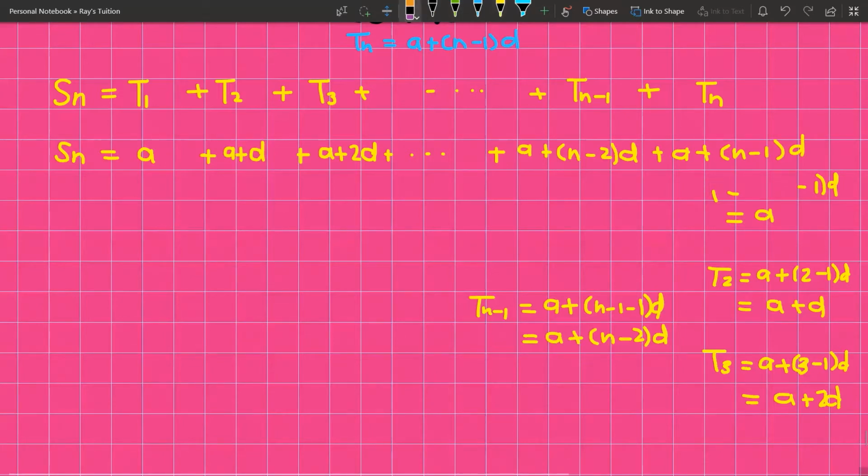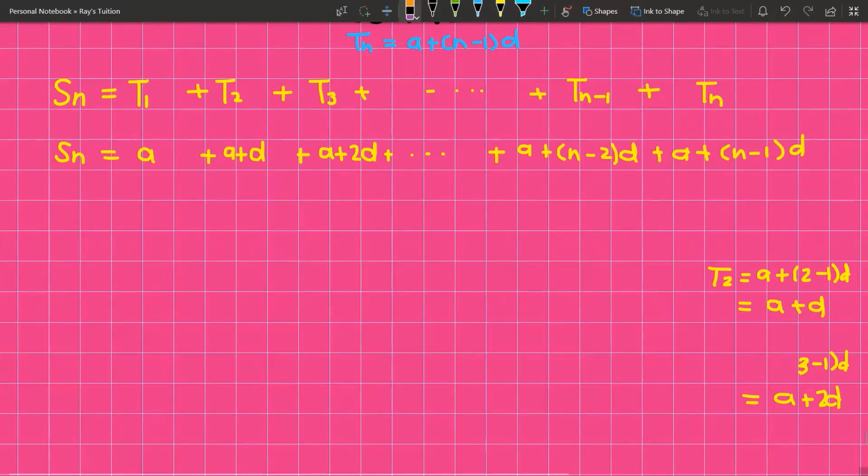So the first step that we have done is use the general formula of an arithmetic sequence to fill in T1 to Tn in terms of a and d. This should make a lot of sense. The first term of an arithmetic series is a, and then each one increases by d. So the next one is a plus d, then a plus 2d, then a plus 3d, on and on, until a plus n minus 2 times d plus a plus n minus 1 times d.